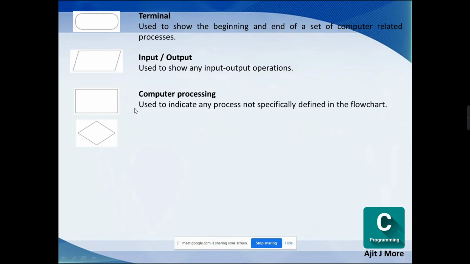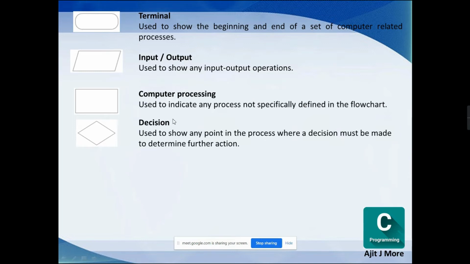So when we want to take a decision, even for a quadratic equation, we calculated D, and then we checked whether D is 0, or D is greater than 0, or D is less than 0, and accordingly we took a decision. When the decision is to be taken, this diamond sign is used. And this decision will have only two outcomes: one is true and another is false, or yes or no, accept or reject. It's a decision box used to show any point in the process where a decision must be made to take further action, what next action to take based on that decision.